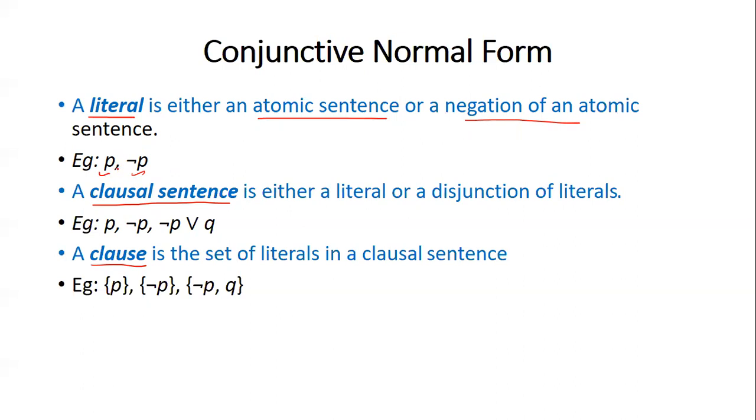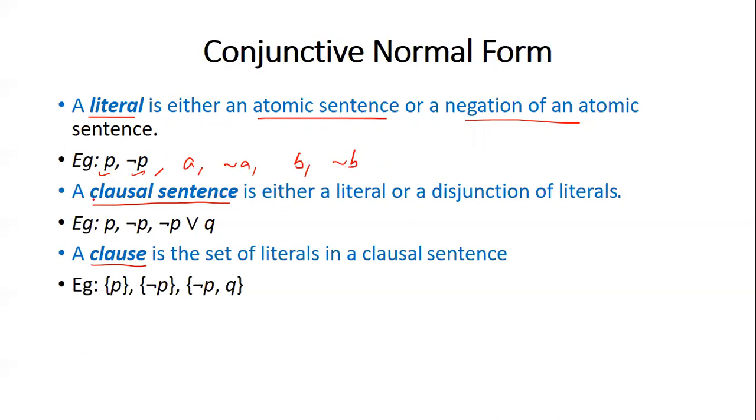So if P says that Ramu is a good student, then not P says that Ramu is not a good student, something like that. So basically a literal is either an atomic sentence or a negation of a sentence. So it can be anything. Similarly, it can be A and not A, or B and not B, and so on and so forth.